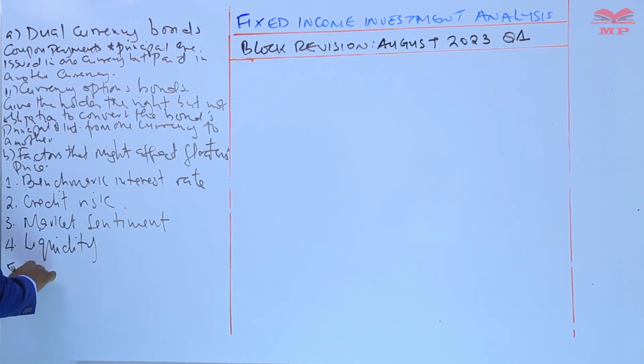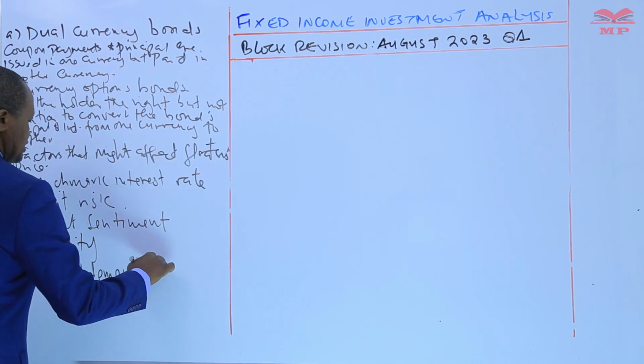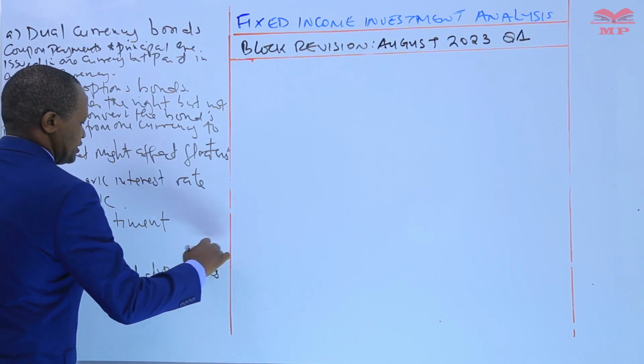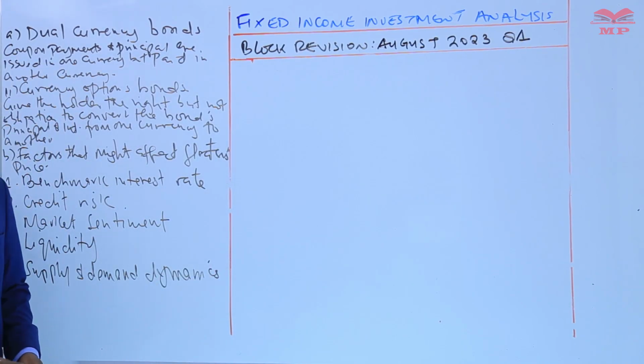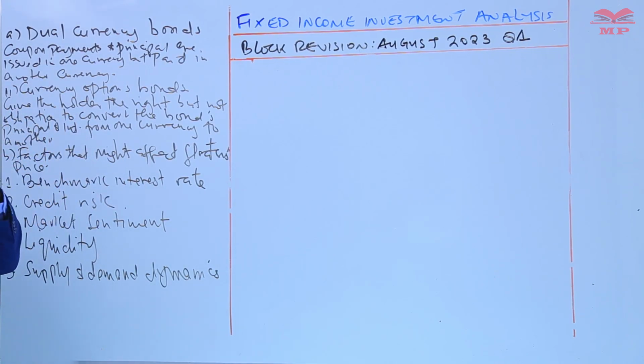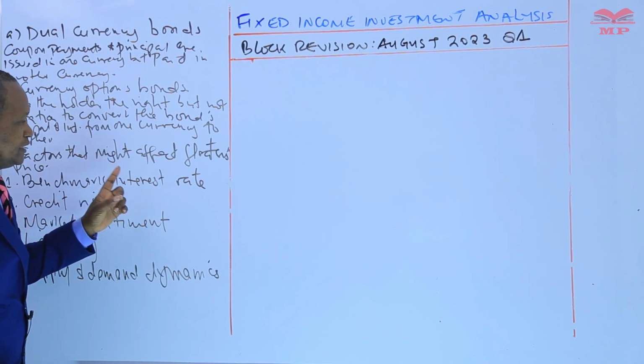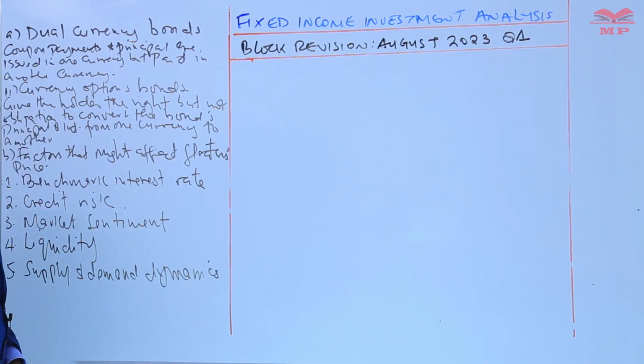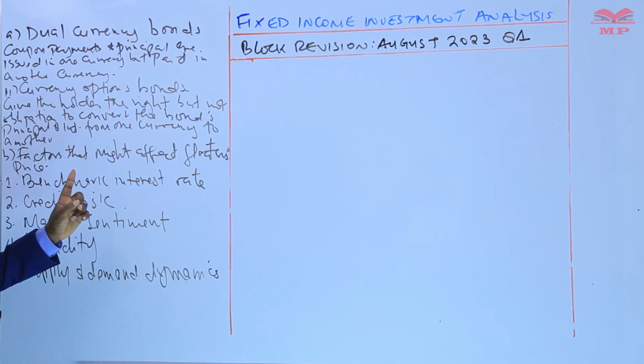Number 5, supply and demand dynamics. Changes in supply and demand for floaters in the market can affect their prices. Increased demand relative to supply can drive up prices, while excess supply can lead to lower prices. The normal forces of supply and demand can affect the floaters' price. So these are 5 factors.